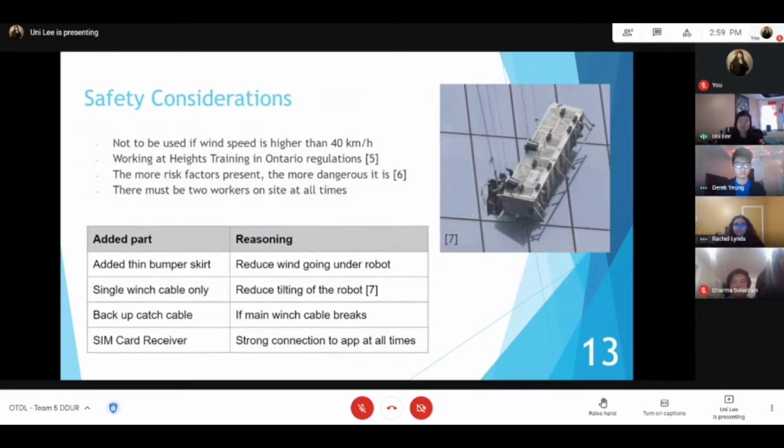Some things we put into consideration for safety is that this autonomous window cleaner should not be used when the wind speeds are higher than 40 kilometers per hour. According to working at heights training, workers are not to be working in such high-speed winds. If workers cannot be on the roof setting this up, it is too dangerous to be operating. 2 people must be present at all times. Parts that were added for safety include a thin bumper skirt, single winch cable, backup catch cable, and SIM card application.